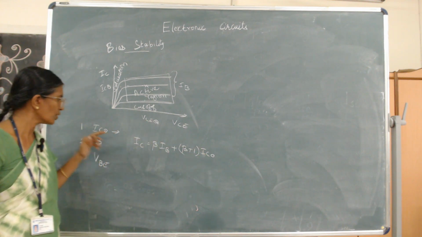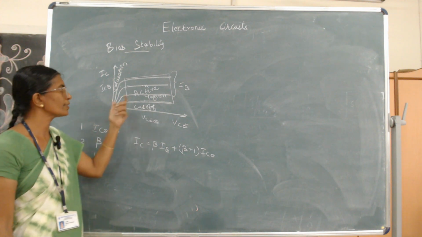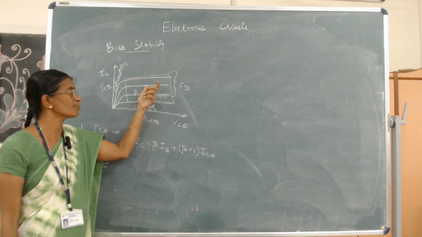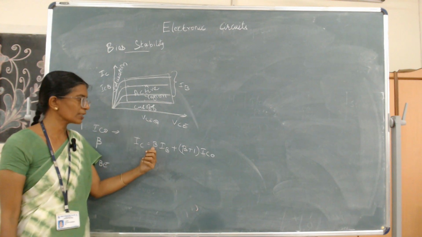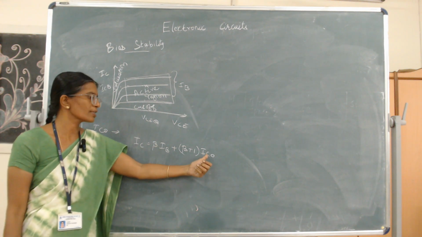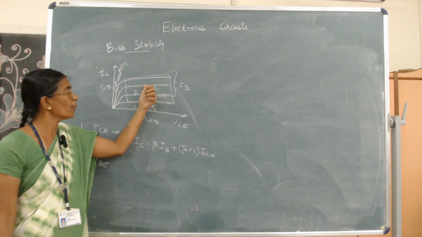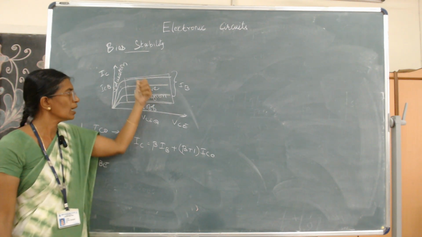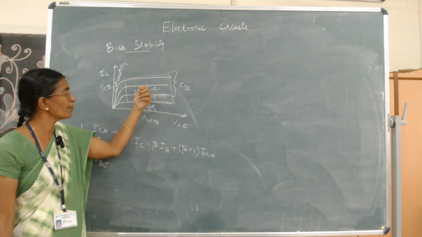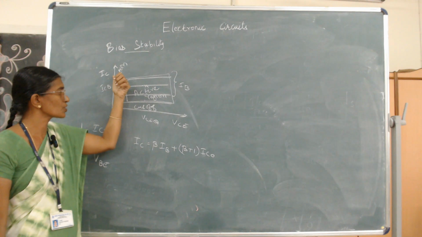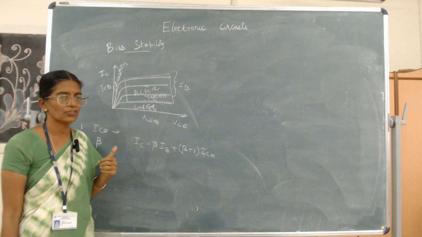As I have told, ICO and beta vary with temperature. Even though we fix our Q point initially at a certain point, due to the variation in temperature, beta varies and ICO varies. As beta and ICO vary, obviously IC varies. If IC varies, the Q point will be shifted either upward or downward. Due to this variation, the Q point can make the transistor go to the saturation region or the cutoff region. This causes instability in the transistor.